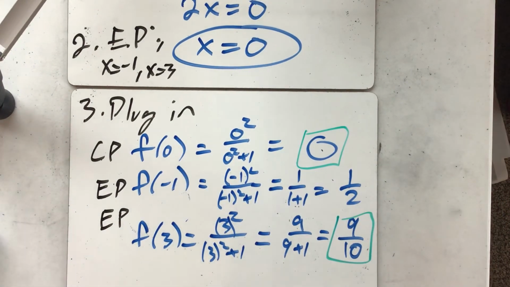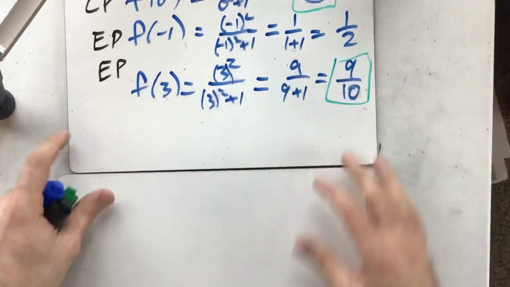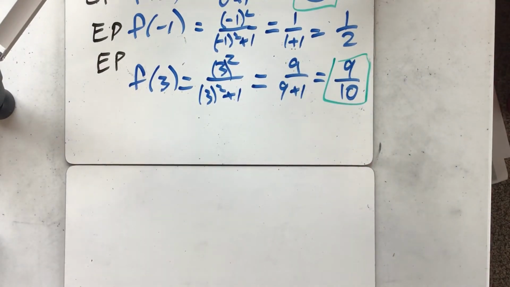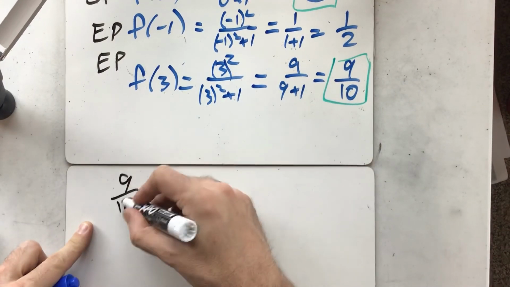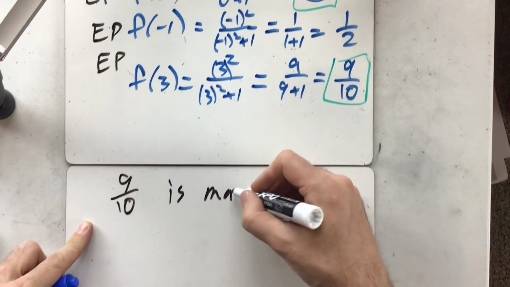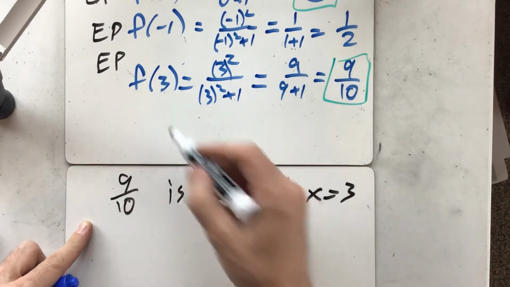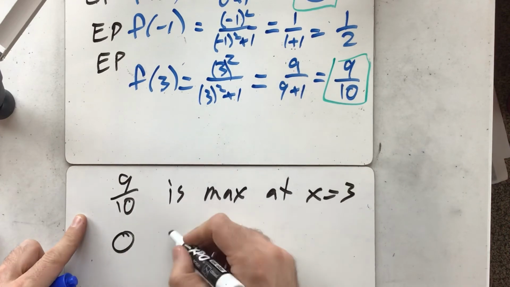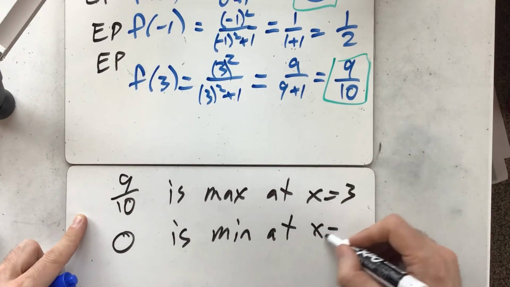So let's write out the answer nice and neatly for our professor. And so the answer is 9/10 is the max at x equals 3, so that's the value we put in, and then 0 is the min at x equals 0.